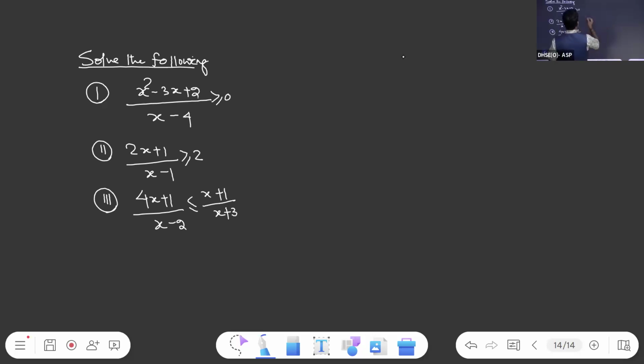Quickly solve it. It is 1 to infinity. Yes, 1 to infinity. Correct. 1 to infinity is correct.